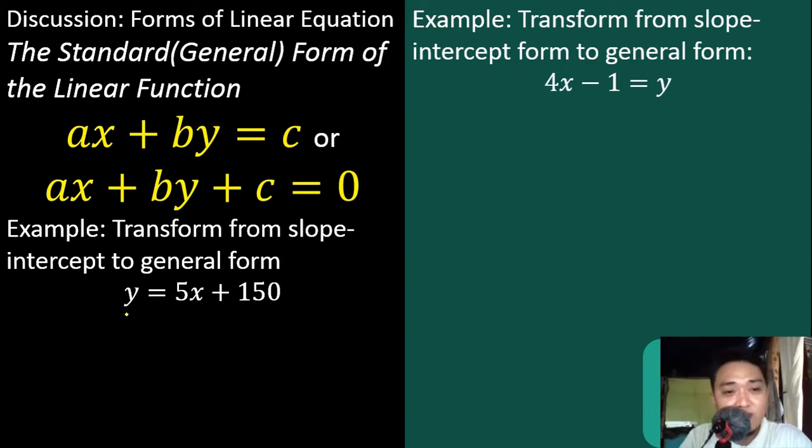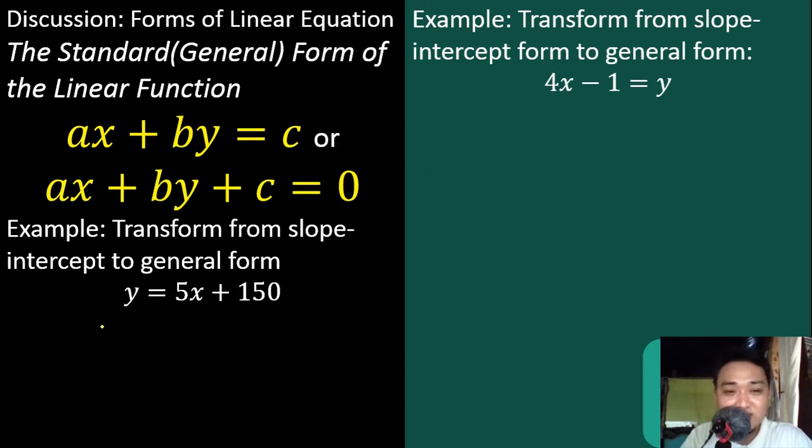So let's say we have y is equivalent to 5x plus 150. How are we going to transform this into general form? By the way, what is the form of y is equivalent to 5x plus 150? See, so the form of this function or linear equation is in the slope-intercept form. Nakikita agad natin dyan yung slope niya, tsaka yung constant natin o yung ordinate ng y-intercept. Ita-transform natin siya ngayon into general form o yung tinatawag nating standard form. So, paano nga kaya? All we have to do is to, ano kaya yung pinakamagandang gawin? Ang pinakamagandang gawin siguro is i-transpose natin si 5x sa kabila.